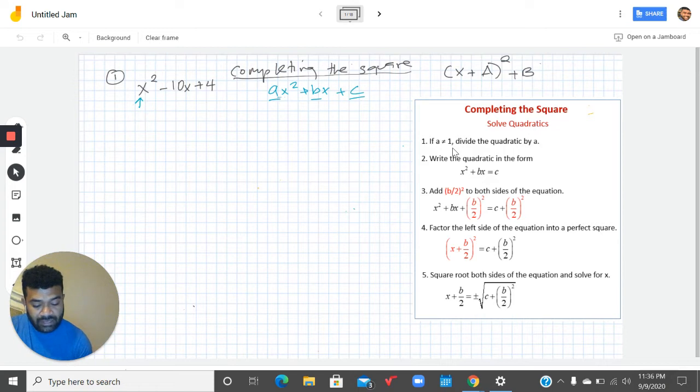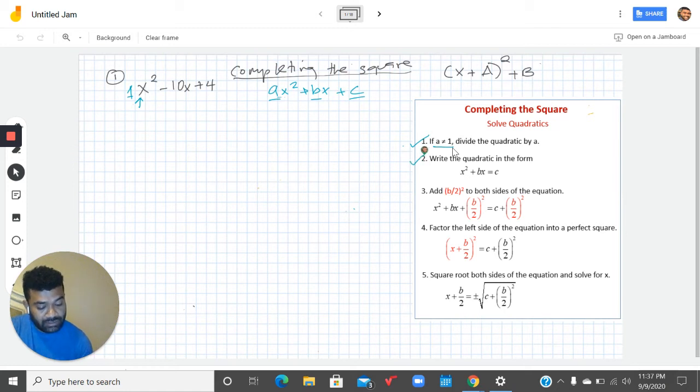Since we don't have any number in front of the x squared, since we only have a 1, it doesn't matter, because anything divided by 1 will remain the same. There is no difference. So now we are done with number 1. We don't have any coefficient bigger than 1 in front of the x squared, the a. We look at part 2.